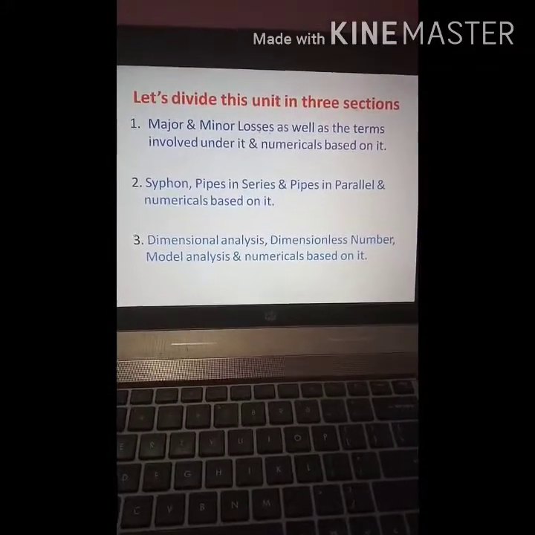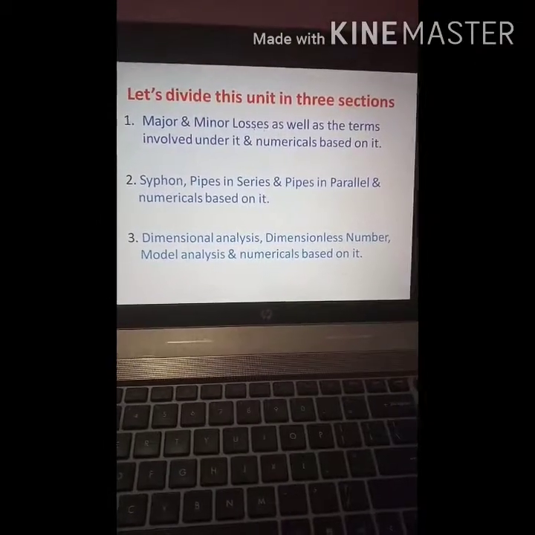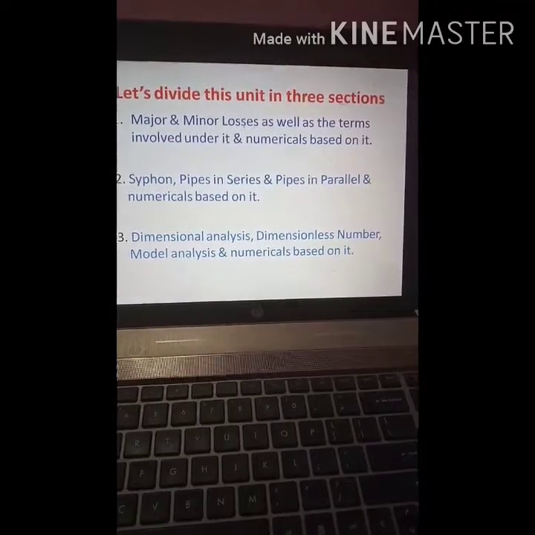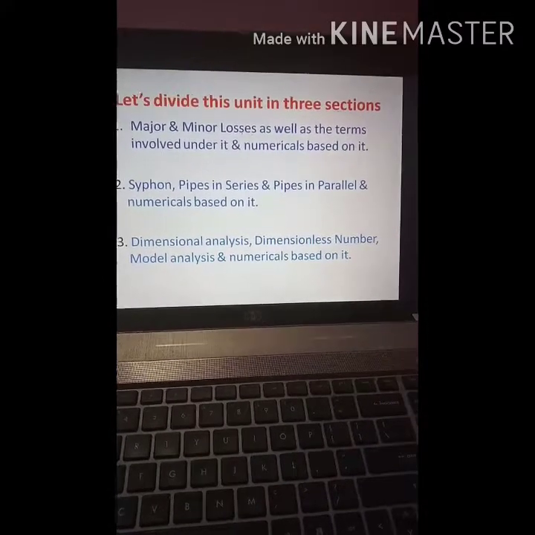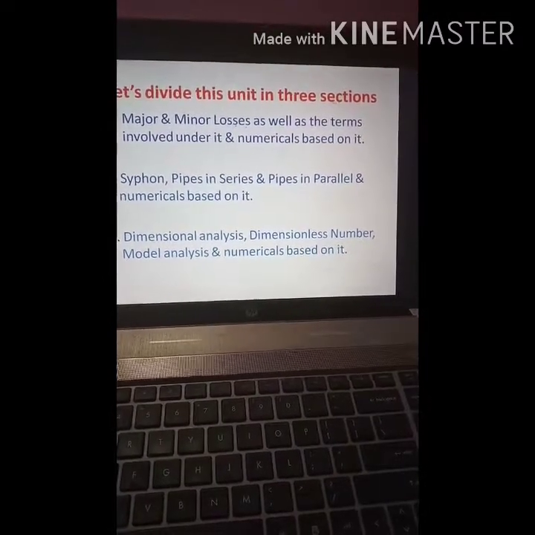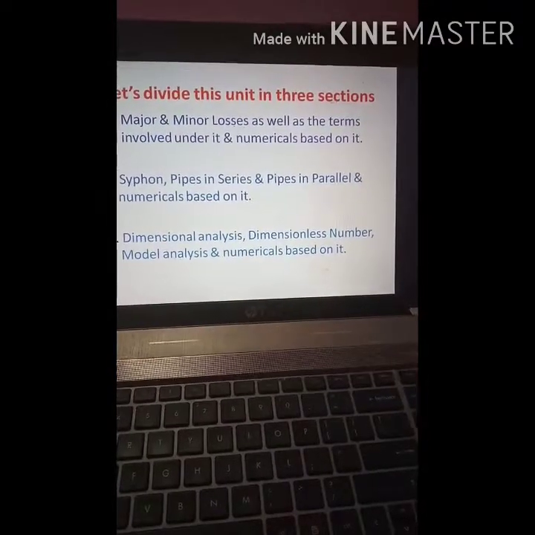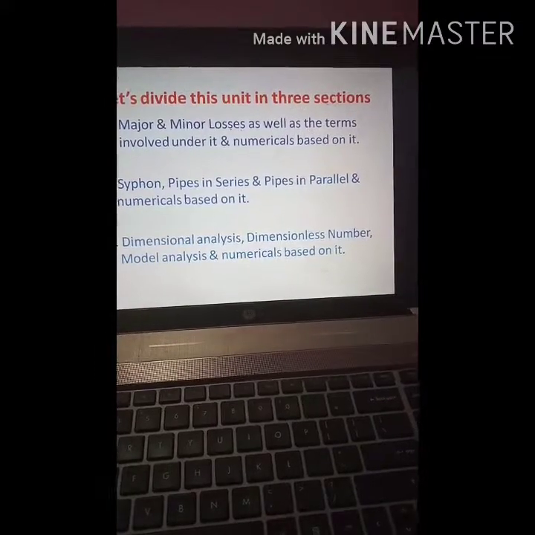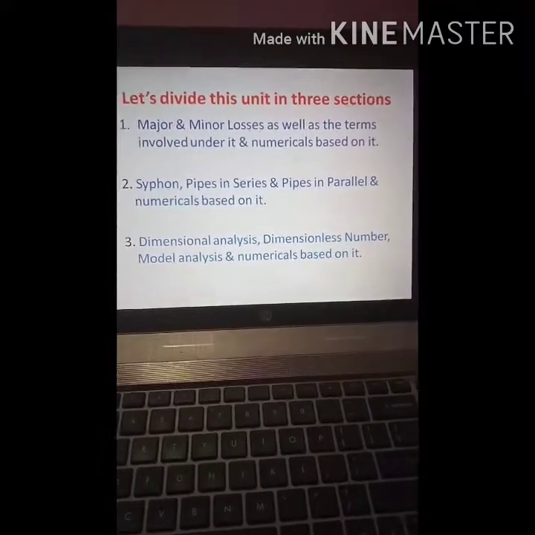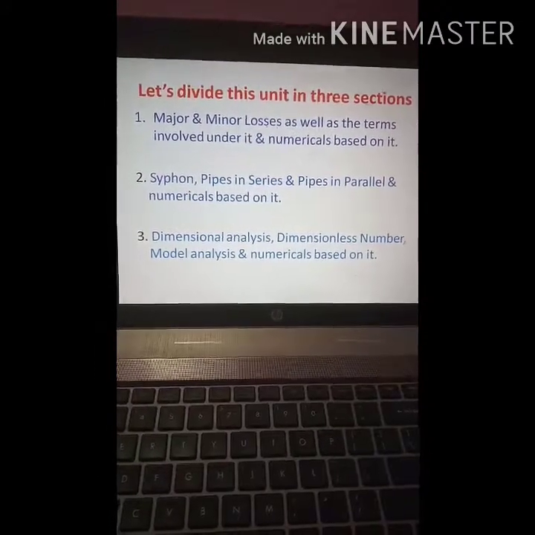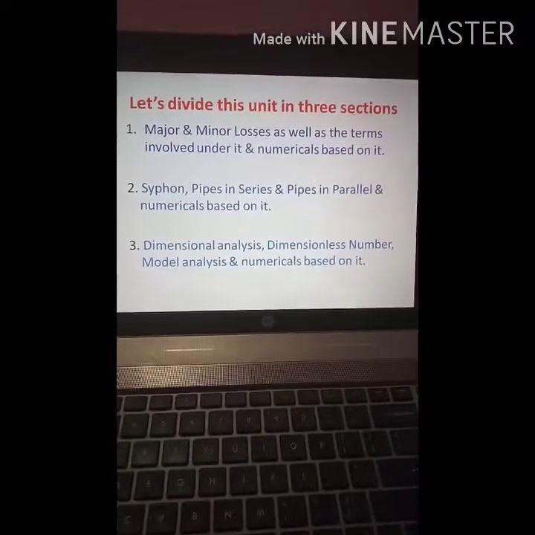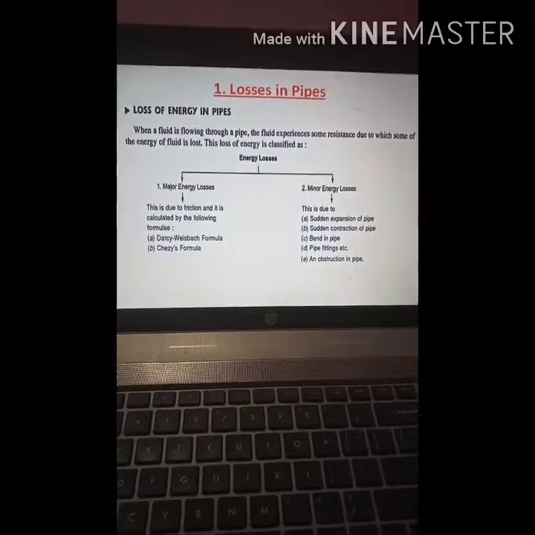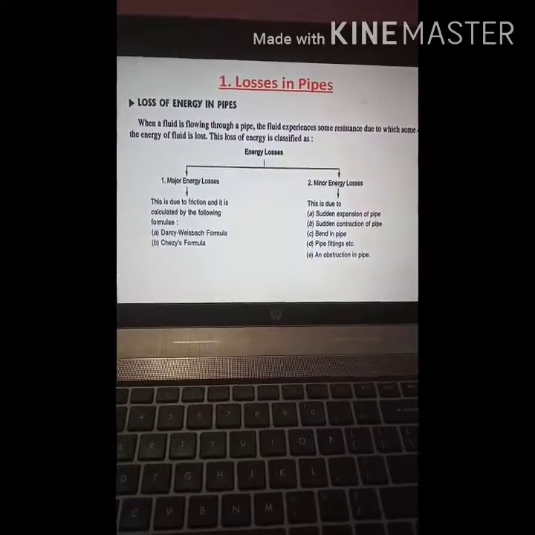Let us divide this unit in three sections. First, major and minor losses and the terms involved under it and the numericals based on them. Second, siphon, pipes in series and pipes in parallel and the numericals based on it. And the third part, dimensional analysis or dimensionless numbers, model analysis and numericals based on it. So let us come to the first part of this unit.